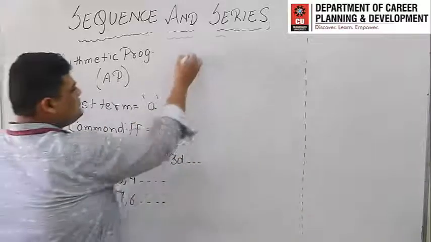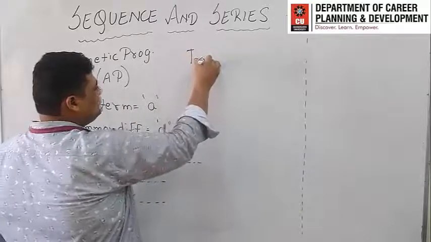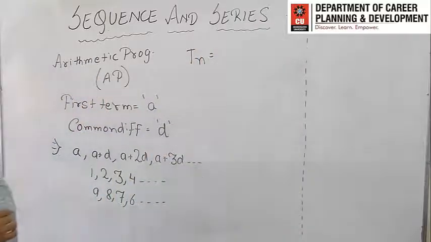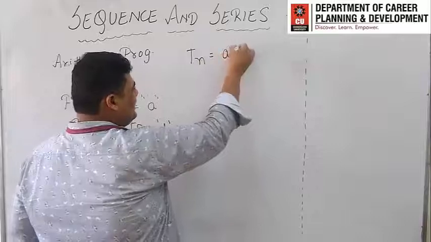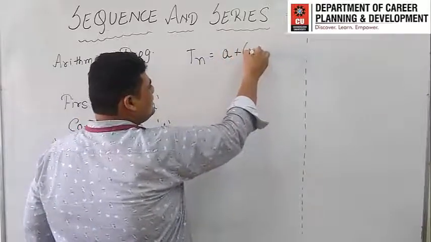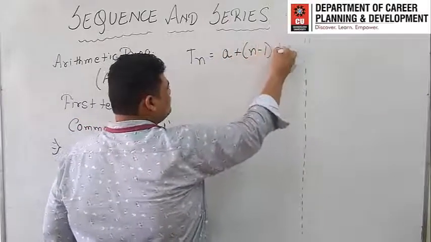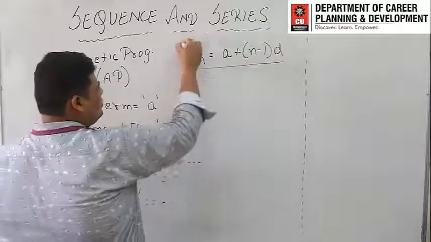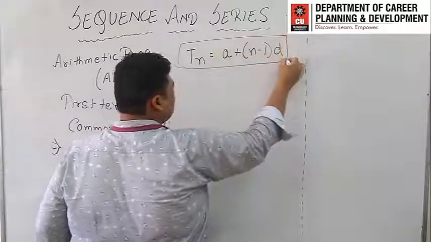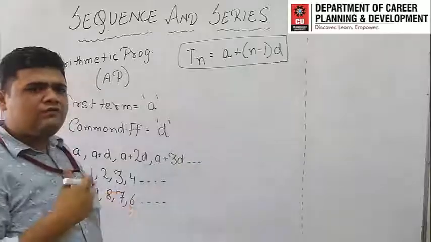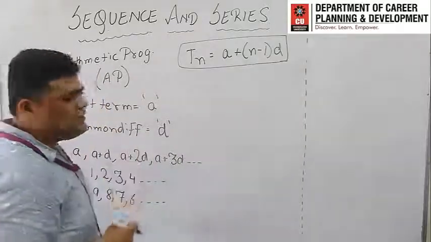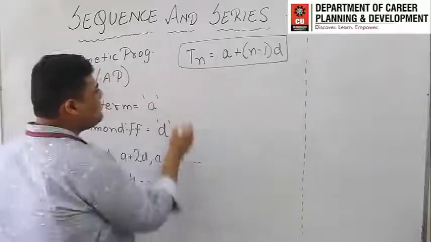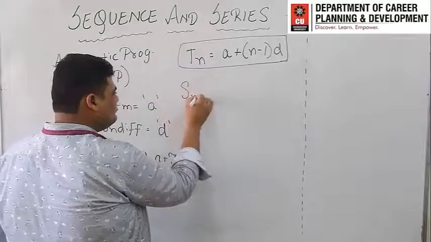Okay. So in this we can find the nth term. The nth term will be the first term, that is A, plus (n minus 1) D. This will be the formula to find any term as the nth term. If I have to find the 10th term or 20th term or 30th term, you can find any term with this formula. And then you can also find the sum.